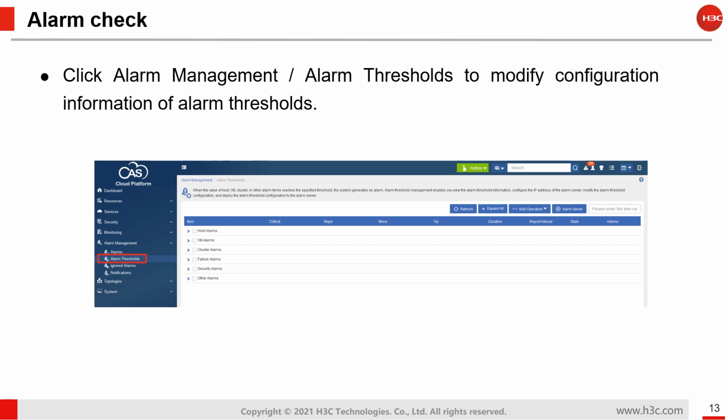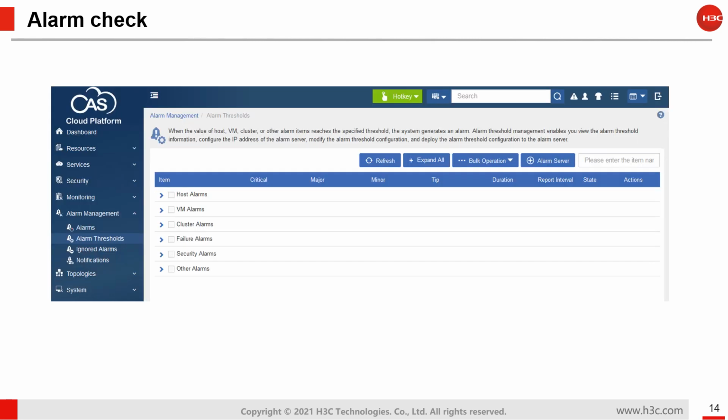Click Alarm Management or Alarm Thresholds to modify configuration information of alarm thresholds. In the Alarm Thresholds page, you can modify host alarms, VM alarms, cluster alarms, failure alarms, security alarms, and other alarms. You can link this to an alarm server and edit the information about these alarms.